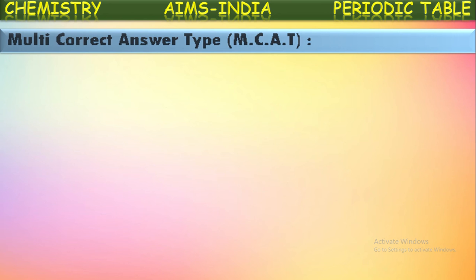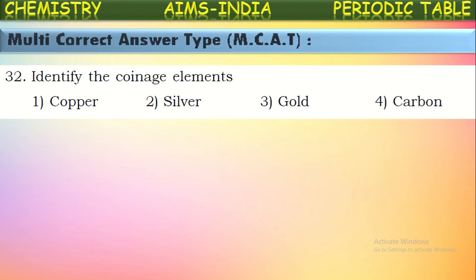Next one. Now we are going to talk about multi-correct answer type questions. See, identify the coinage elements. What are coinage elements? The elements present in the first B group or 11th group of the modern periodic table were used for making coins. That's why they are called coinage metals. They are copper, silver, gold.